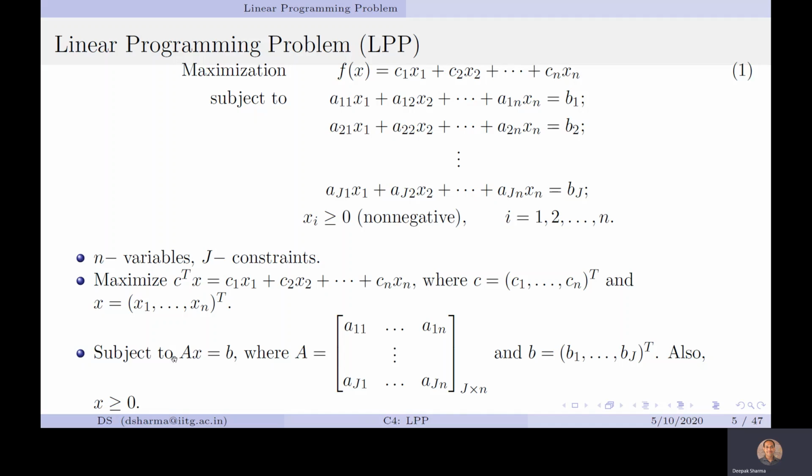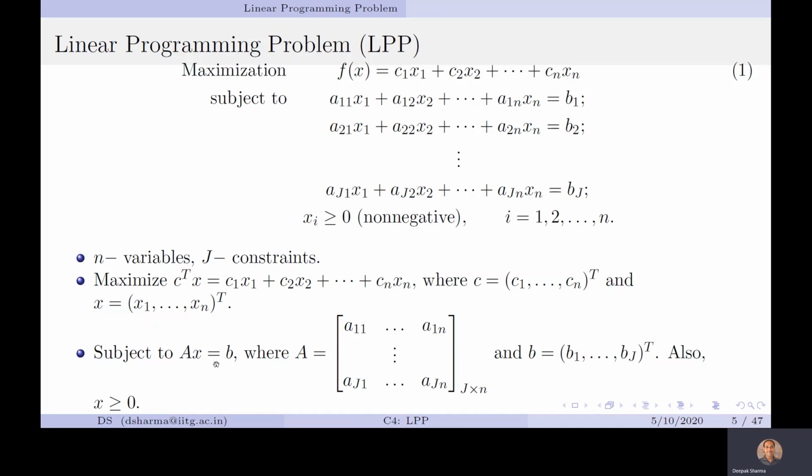Now this problem is subject to Ax equals b, where A is the coefficient matrix, and inside this matrix, as it is written, a11 to a1n are all the coefficients corresponding to equation number 1 in the constraints. Similarly, aJ1 to aJn are the coefficients corresponding to the last equation in the constraints. The size of this particular matrix is J cross n. We have J number of equations and n number of variables.